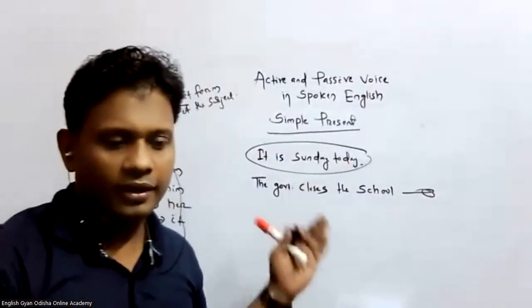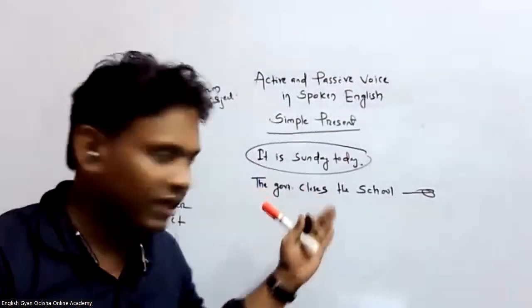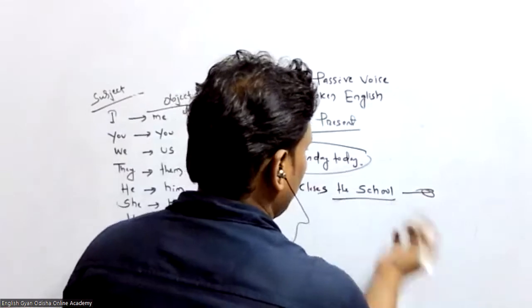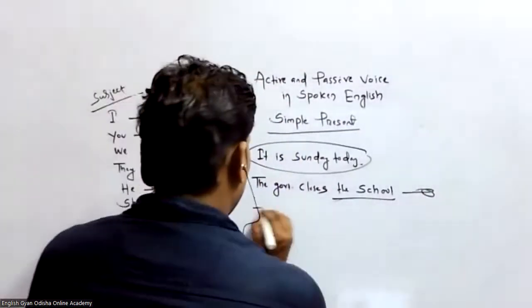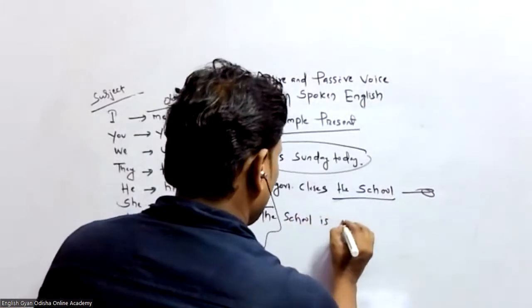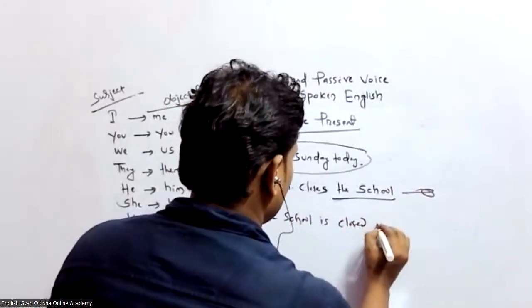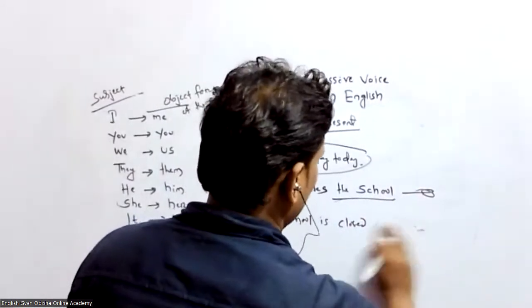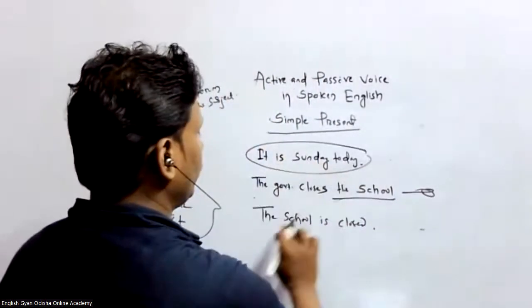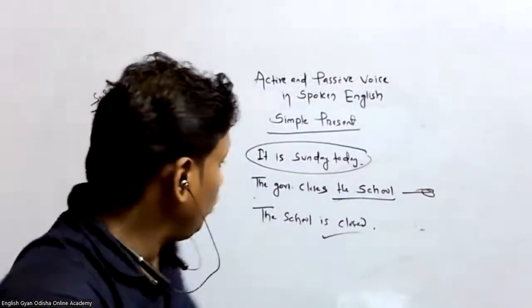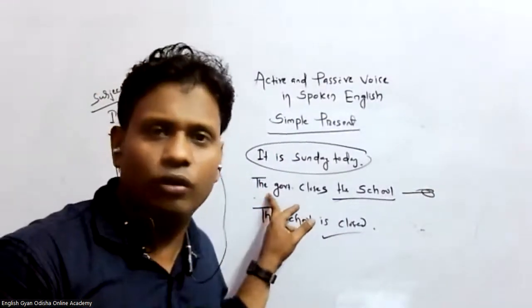It is nothing called active or passive. It's a statement. Right now the government closes the school. The school is called the object, right? The school is closed on Sunday, or you can say the school is closed. It is Sunday today, the school is closed. So this is called passive, because who has done it, we are not interested in.